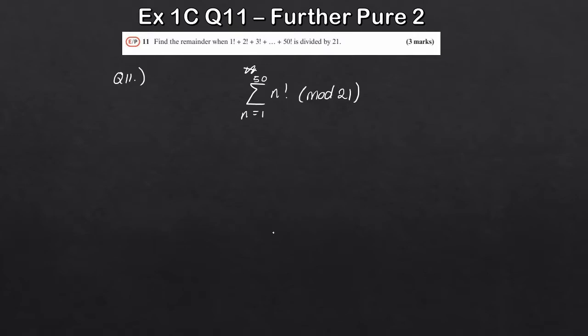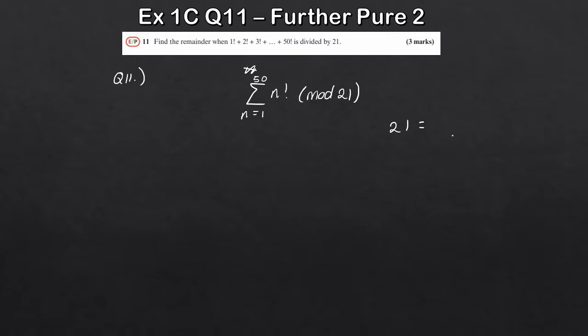Now for these questions, you have to spot the trick to it. Once you've done one of these questions, you know the rest of them, basically. The idea here is, if you consider these factorials, at some point you're going to get to n factorial being congruent to 0 mod 21, and therefore every factorial after that will also be 0. So how do we find which one it is? Well, think of the factors of 21. I've got 1 and 21, which isn't ideal. I don't really want to be going up to 21 factorial.